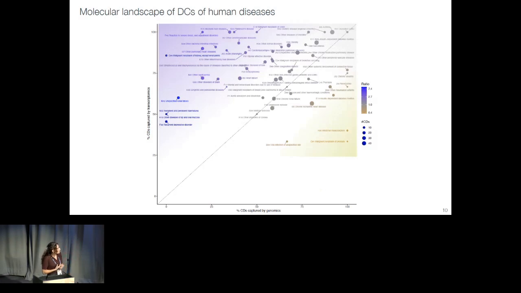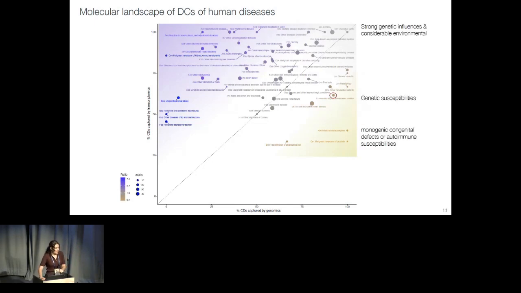Mainly we see that most diseases are located in the first two quadrants, indicating that they are generally well captured by transcriptomics, but exhibit a wide range of genomic contributions. And then we can look at the different scenarios that we can see here. For instance, in gray, on the top side of the plot, we see diseases that are well captured by both omics, and these are generally diseases that have strong genetic influences and also considerable environmental factors.